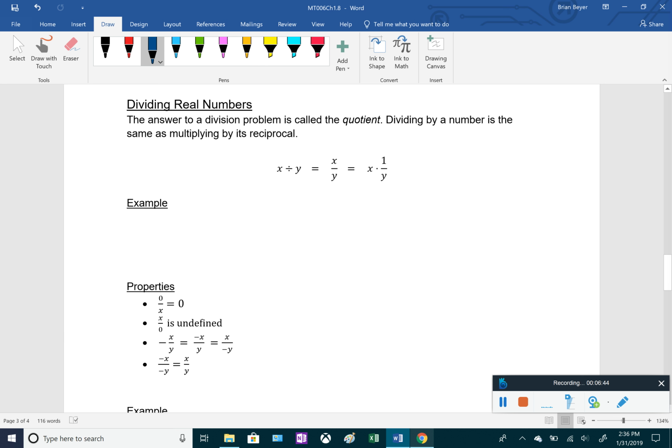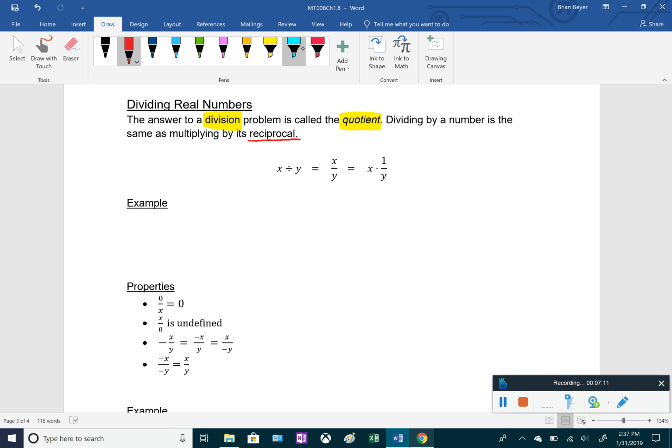And the next thing here is dividing real numbers, so I'll do a bunch of examples with these and go over some properties. The answer to a division problem is called the quotient. What's really important here is that dividing by a number is the same as multiplying by its reciprocal. We should remember this, the term reciprocal, from when we were dividing fractions.